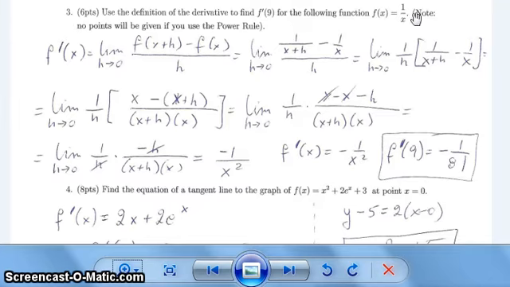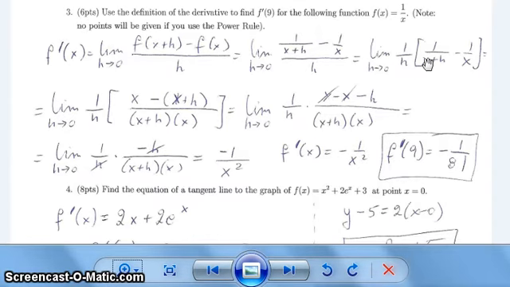Notice function f of x is 1 over x, then that divided by h. If you try to evaluate this limit, you're not going to get anywhere because you're going to get 0 over 0. So what you do is, I rewrote my difference quotient as 1 over h times the numerator, because if you divide anything by h, it's the same as multiplying by 1 over h.